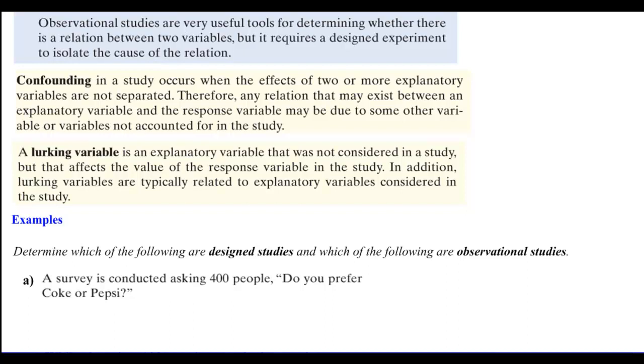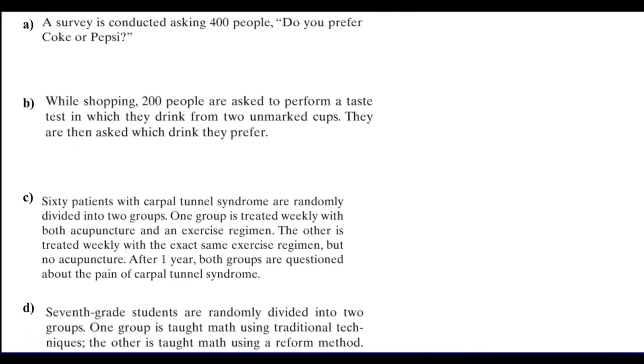All right, let's look at a few examples and determine if these are designed studies or observational studies. So a survey is conducted asking 400 people, do you prefer Coke or Pepsi? So this is going to be observational. So they're just going through and they're taking people and asking them for an opinion. So they're not having to design an experiment. They're not having to put people into different groups, things like that.